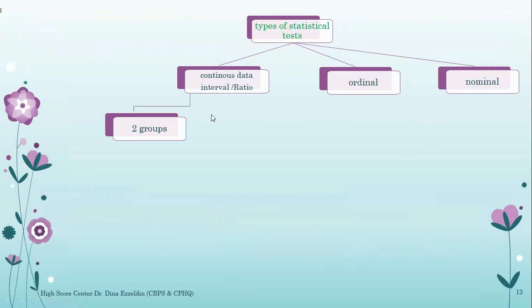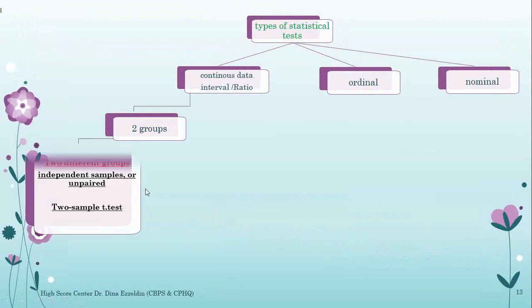If the data is continuous and normally distributed, and we have only two groups, group A and group B, for example, group A will take the placebo and group B will take the drug, or group A will take one medicine and group B will take another medicine. So we have two different groups, and we will use the unpaired two sample t-test.